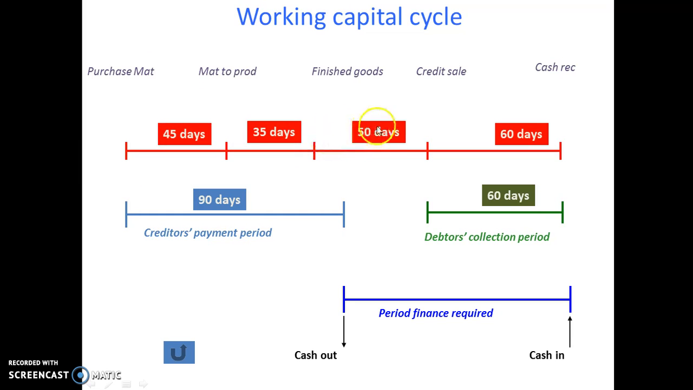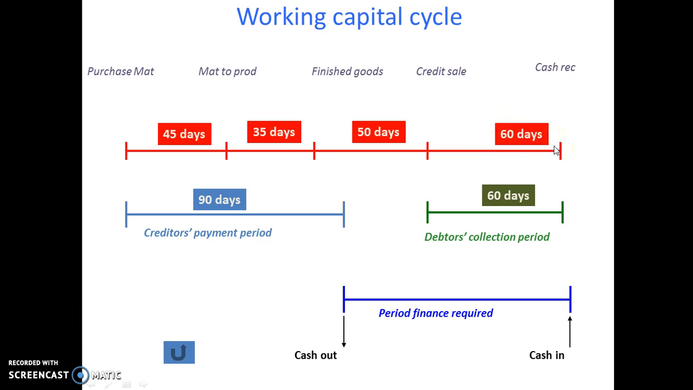Now on average, they might keep the inventory for another 50 days. So that's a full 130 days before they make a sale. Now the creditors may only give you 3 months or 90 days credit. It could be anything. So after 90 days, the creditors will start phoning up and say they want the cash, but we only sell after 130 days. And then we might give another 60 days credit.